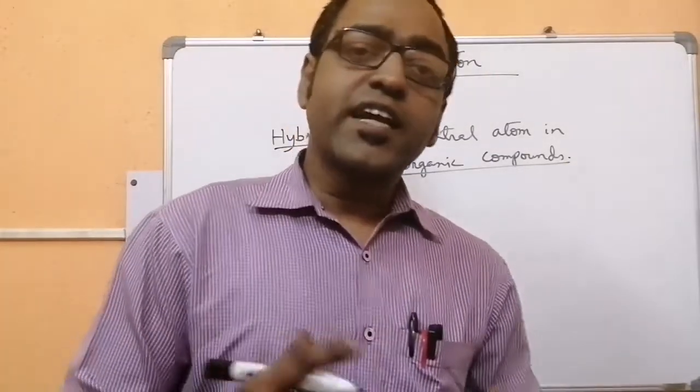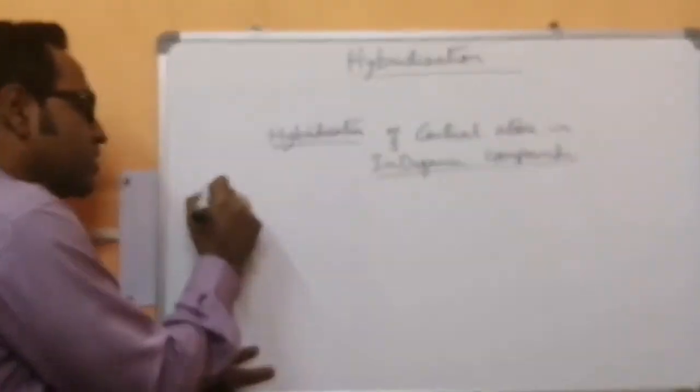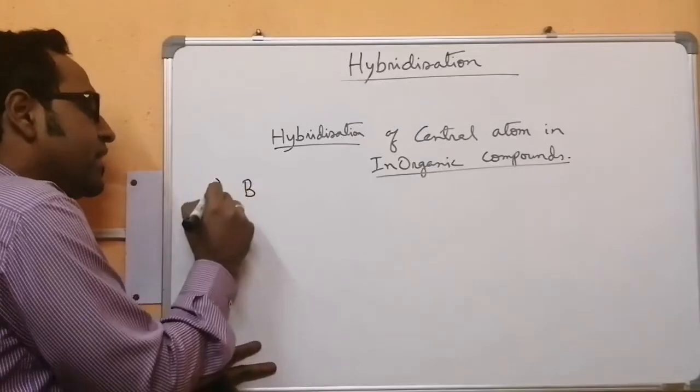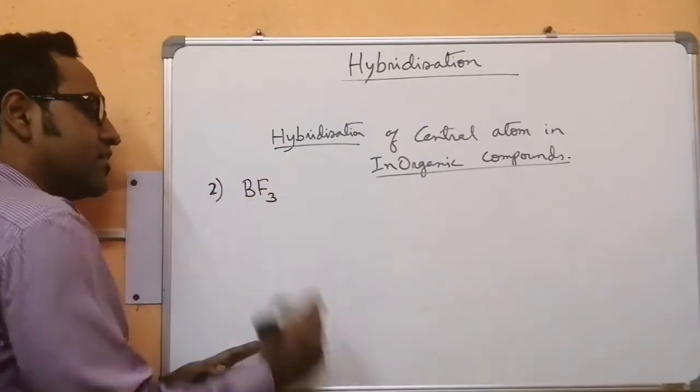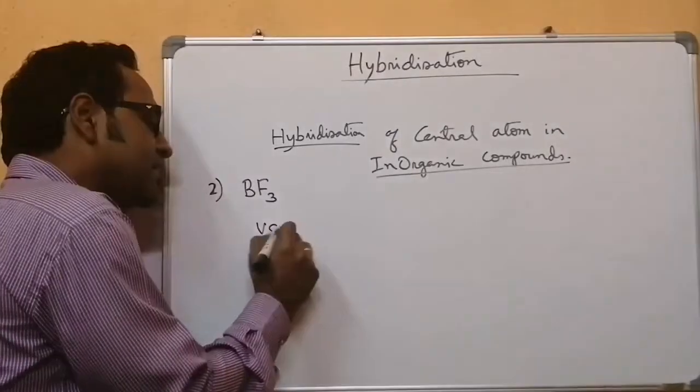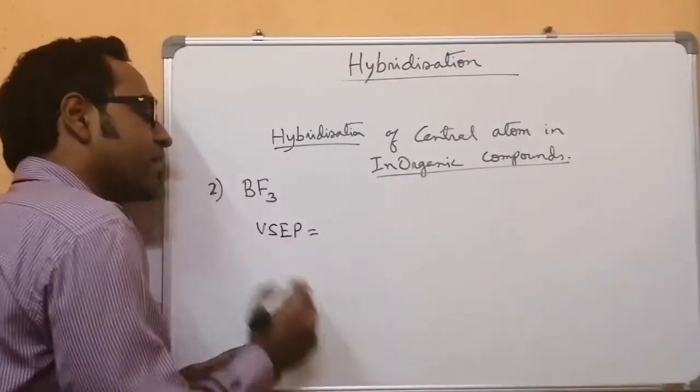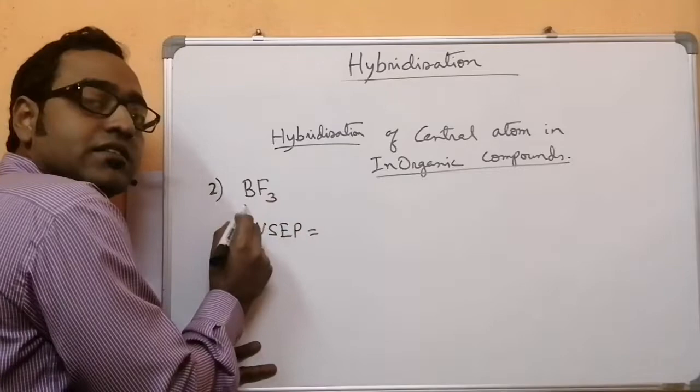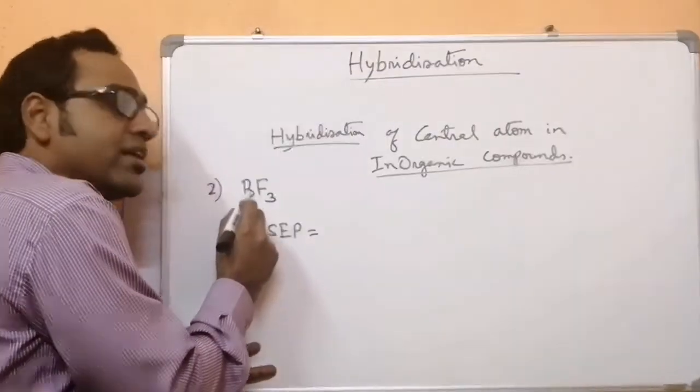Next, move to our second example, that is BF3. Again we will calculate the VSEP, valence shell electron pair.